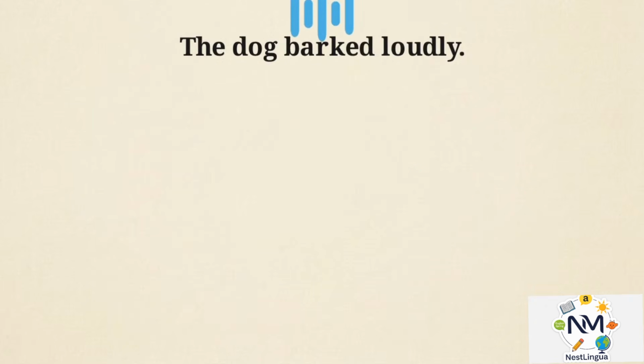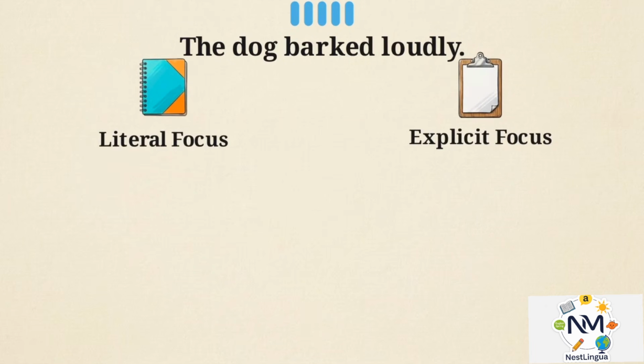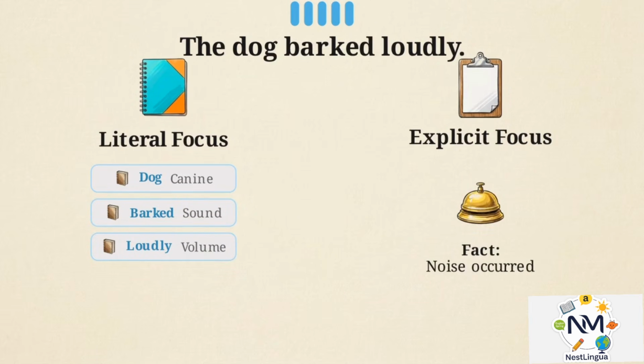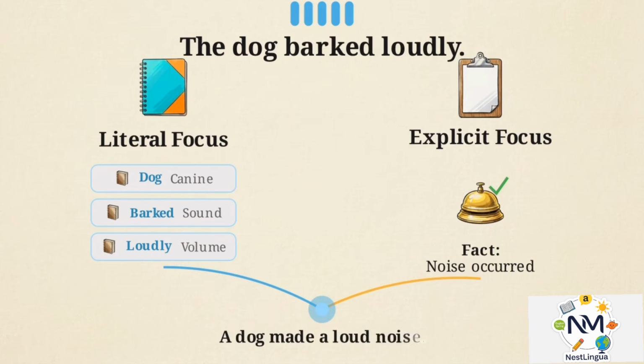In simple sentences, literal and explicit meanings can look identical. For the phrase, "The dog barked loudly," both levels lead to the same conclusion, which often causes readers to skip over the distinction. The difference lies in the logic used. A literal focus analyzes the specific words used to describe the canine's noise. An explicit focus extracts the stated fact that the noise occurred. It is a shared destination reached through two different analytical paths.